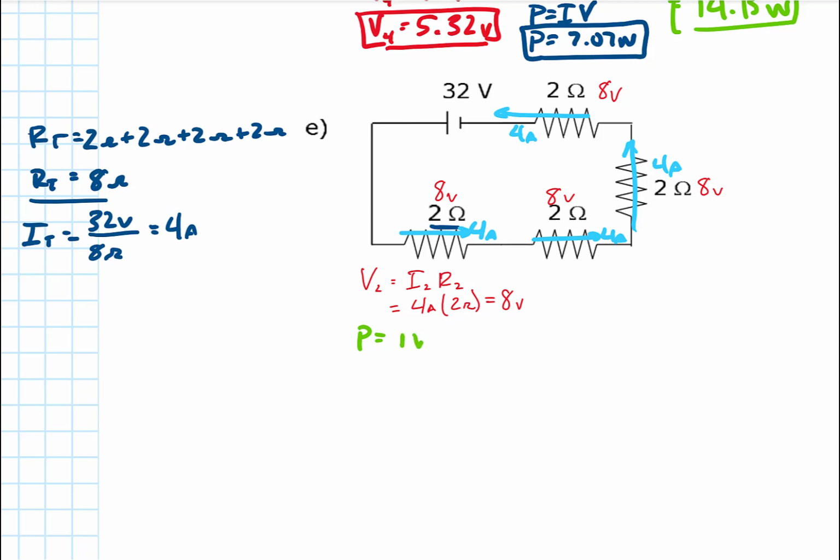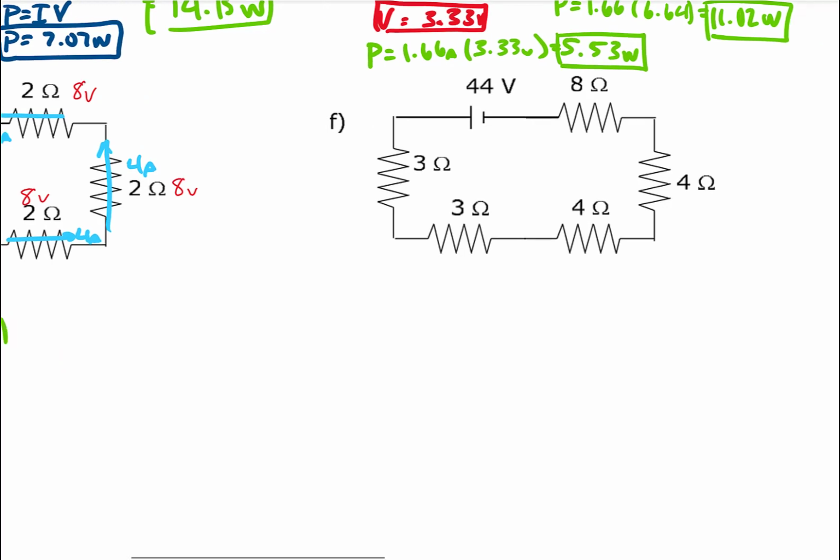And then if we get the power, power is IV. So we have 4 amps times 8 volts through the individual resistor, and so that power comes out to be 32 watts. And that's what's going to be dropped on each one. You can find the total power by adding that together. Very last one.